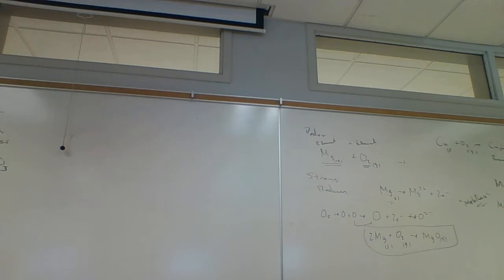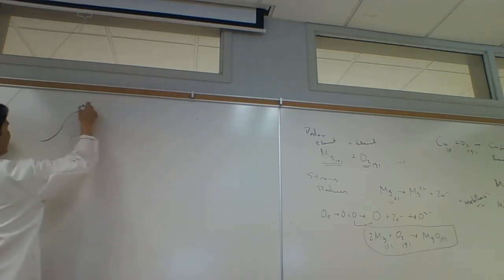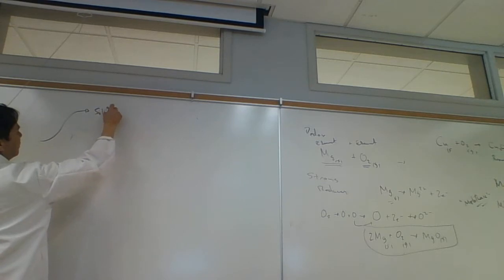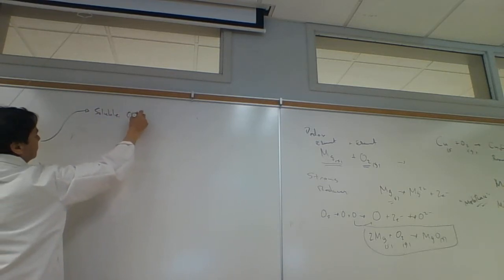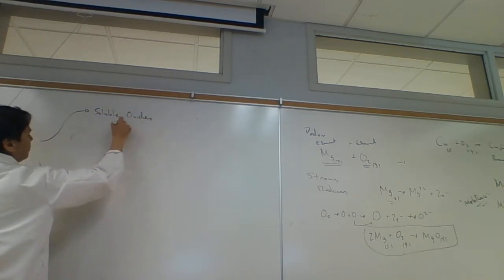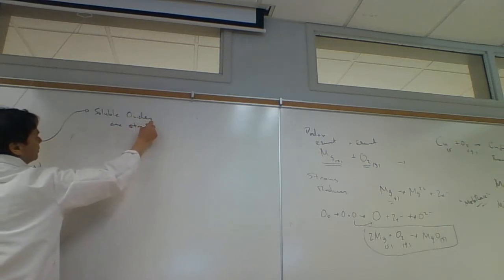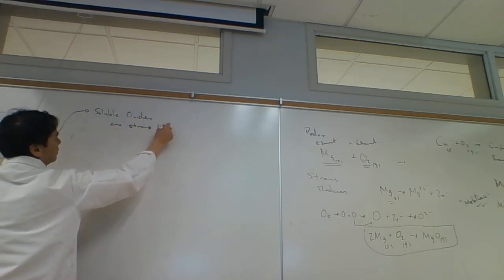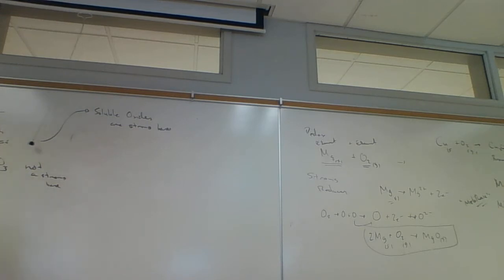No. So what we say is this. This is not a strong base. So what we say is this. We say that the soluble oxides are strong bases. So if I had sodium oxide, strong base. Potassium oxide, strong base. You know, group 1 oxides are going to be strong bases.